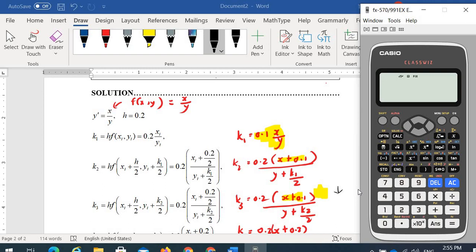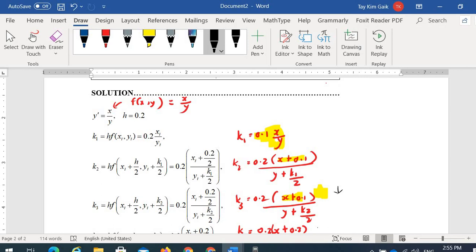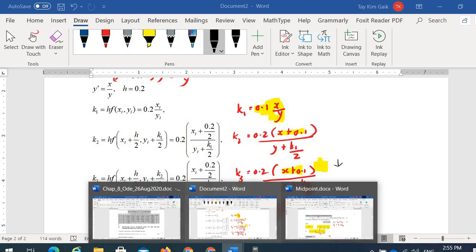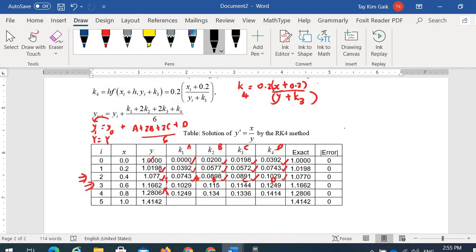And then for K4, the same function that you input for K1, X now becomes X plus H. So here the X value plus the H. When the formula for the Y value, key in the Y plus the K3 value that you just obtained in the same row. It should be the same row. When you calculate K1, K2, K3, K4, they depend on the current X and Y in the current row.